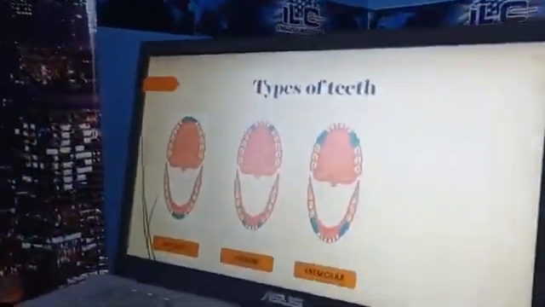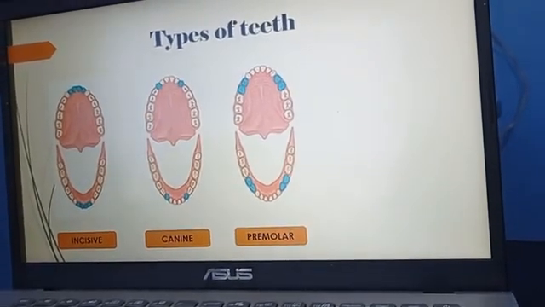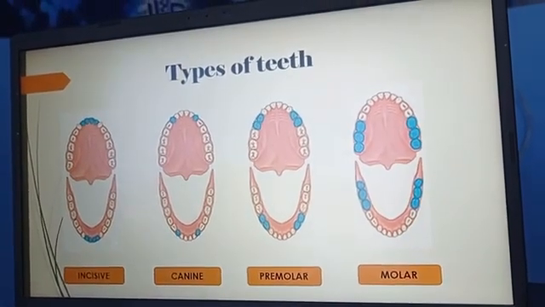The next are the premolar teeth. There are 8 premolar teeth, 4 on the bottom and 4 on the top. They are located behind the canines and before the molars. The next, the molar teeth, are the largest pieces and are known as grinding wheels. They are located at the back of the mouth with 6 pieces on the top and 6 pieces on the bottom.